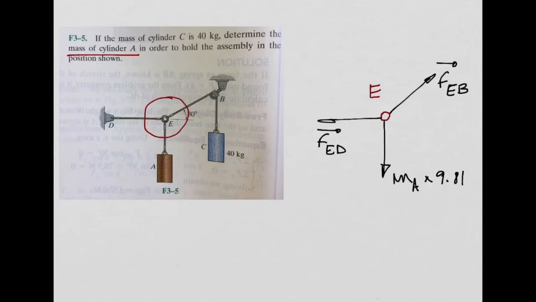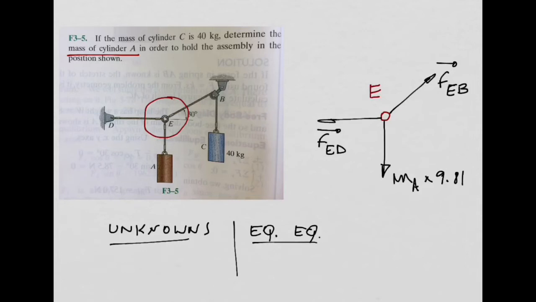So if you do here a very quick balance of the unknowns that you have and the equilibrium equations, I'm going to write like this: equilibrium equations. How many unknowns and equilibrium equations do you have? Unknowns, we have 3, which are FED, FEB, and the mass of cylinder A.